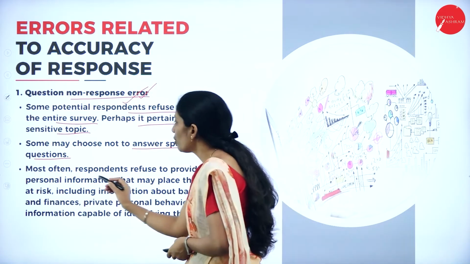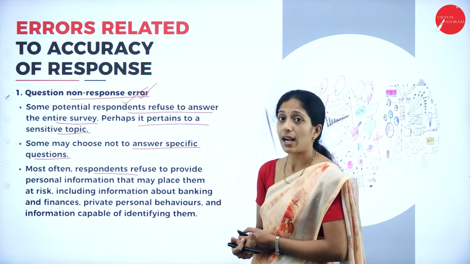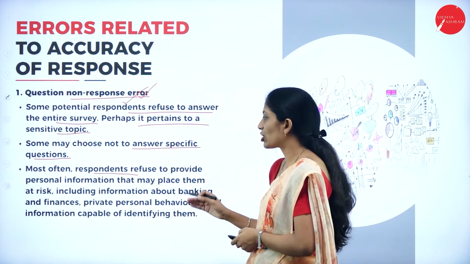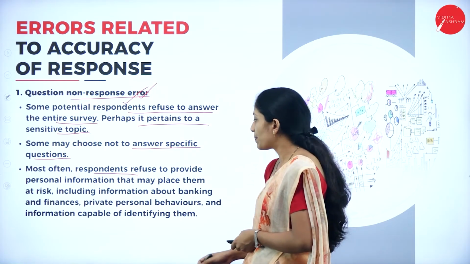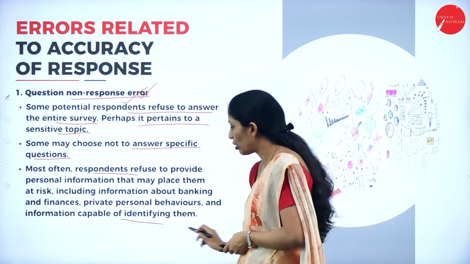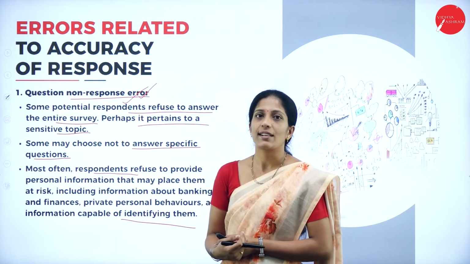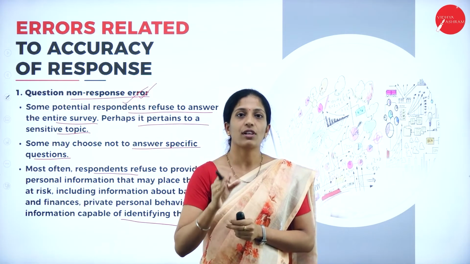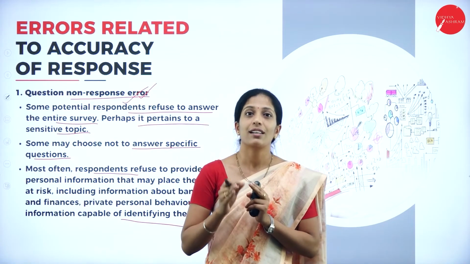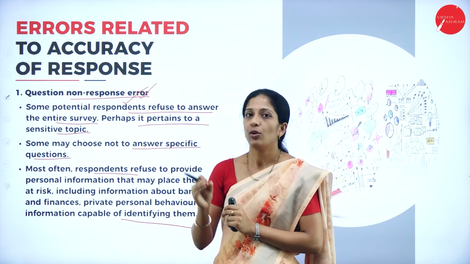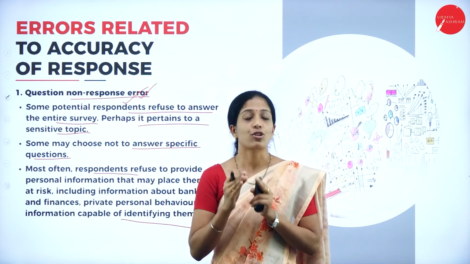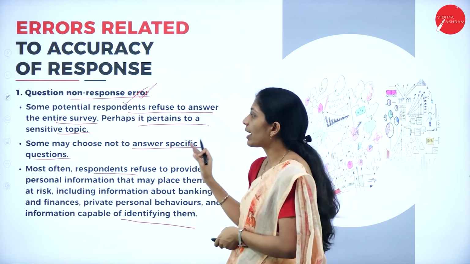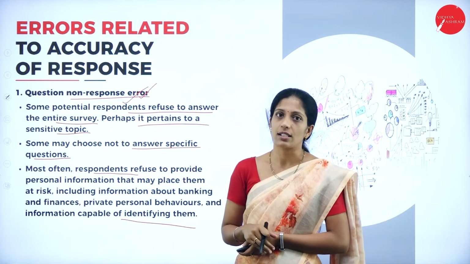Most often, respondents refuse to provide personal information that may place them at risk, including information about banking and finance, private personal behaviors, and information capable of identifying them. So normally this happens, the respondents will not reveal their personal information. So here the researcher has to be very careful while drafting the questions. He has to make sure that each and every respondent will be able to answer the question.